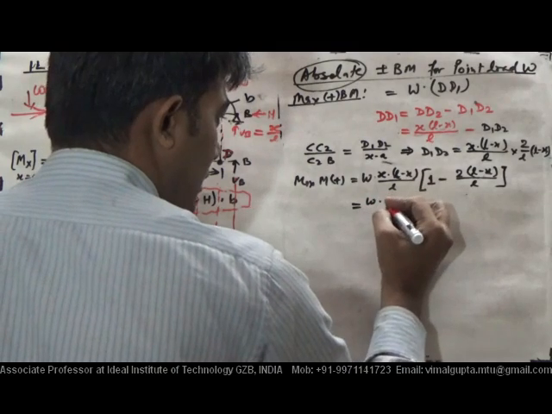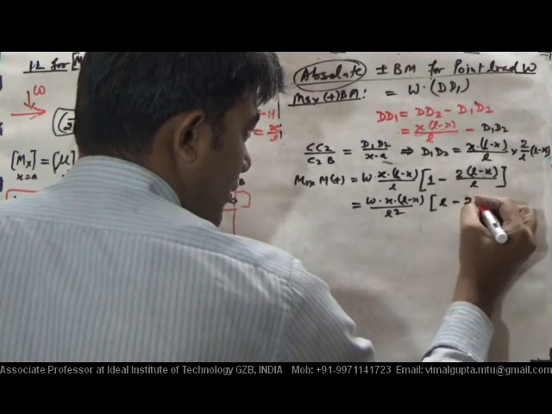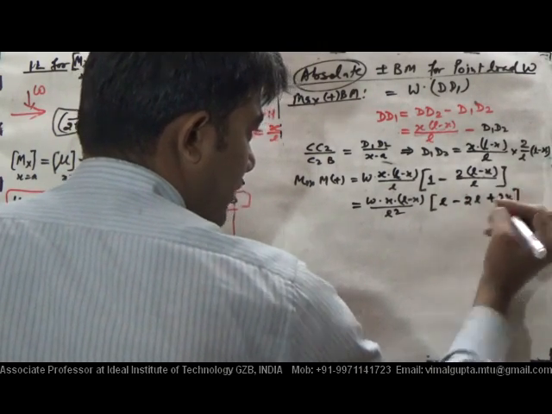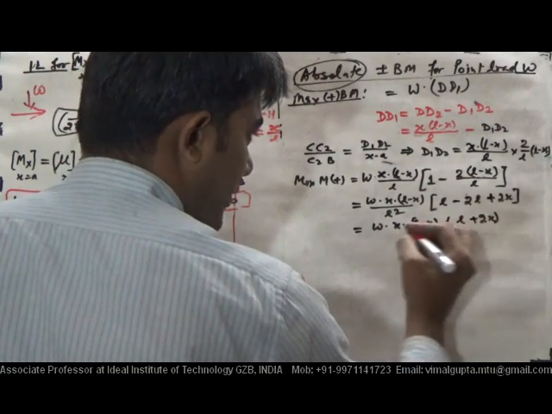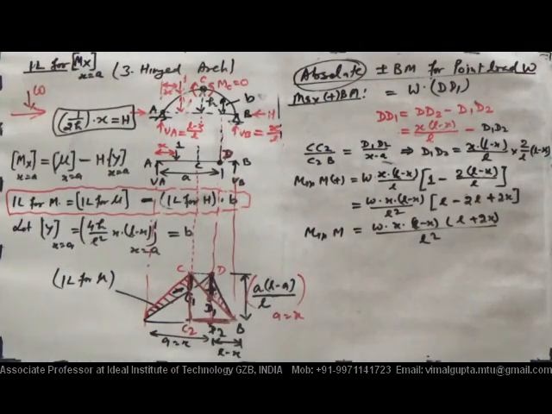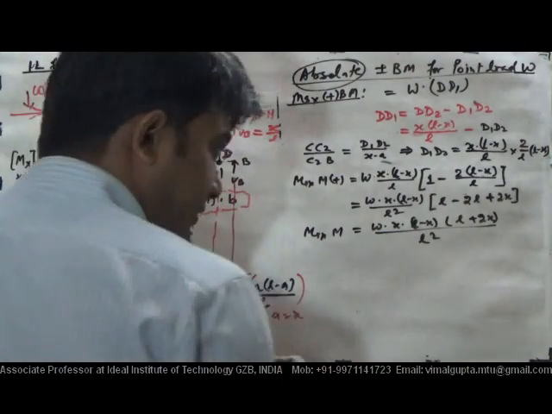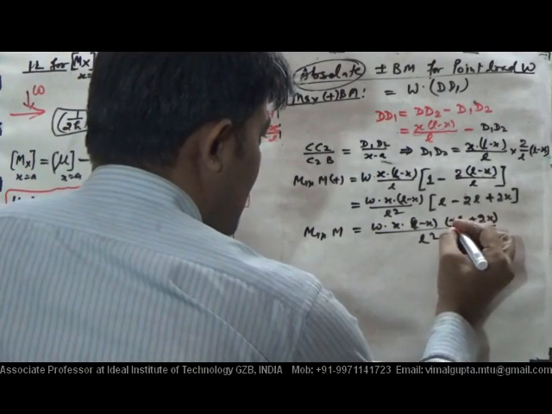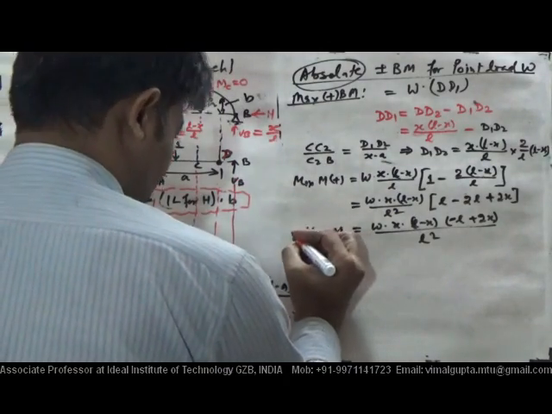So it is W times X (L minus X) divided by L. Take L square, so it is L minus 2L plus 2X. So it is W into X (L minus X), and here it is (L plus 2X), divided by L square. This is the value of maximum M, part 2. After having this, I think it will be minus actually. Now this is the value of maximum positive.